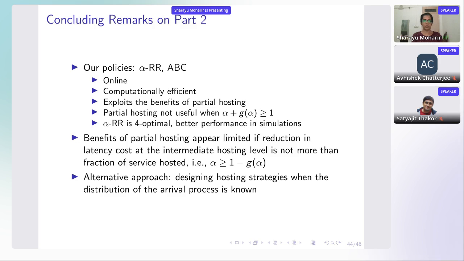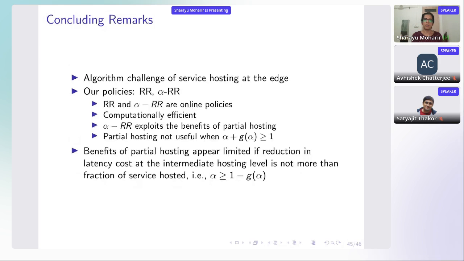I don't have time to get into the details, but we've also explored designing hosting policies for the setting where request arrivals are stochastic with a known distribution. For example, we've looked at Markovian arrivals as well. I'm almost out of time. So I'll just conclude by saying that we studied the problem of service hosting at the edge. We proposed two online policies and showed that both of these policies perform well across various arrival patterns and for various parameters. Most interestingly, we explored the benefits of partial hosting and characterized conditions under which partial hosting is necessary for optimal performance. Thank you, and I'm happy to take any questions you have.